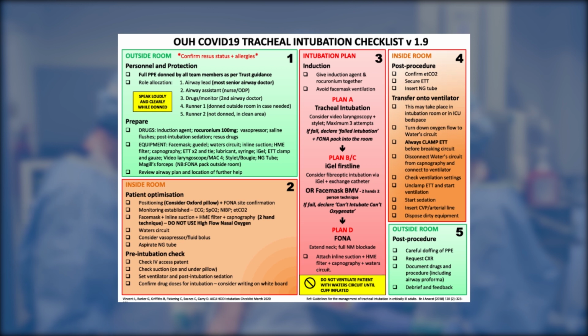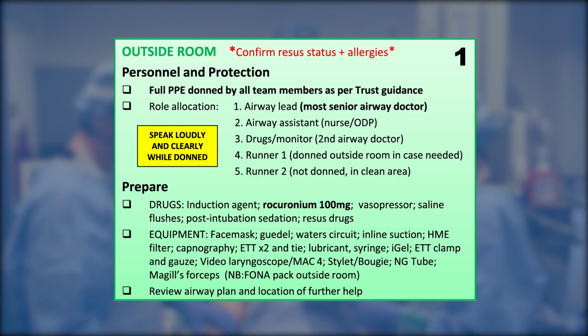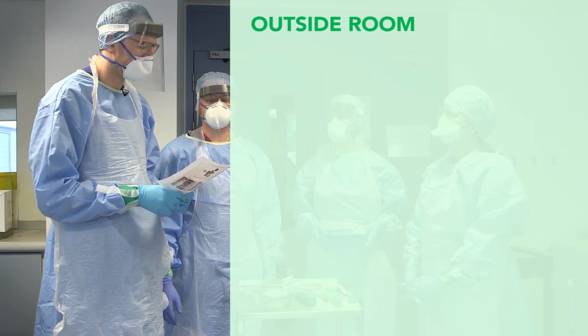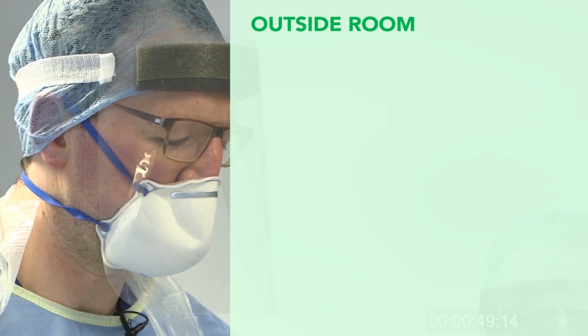This video demonstrates a simulated endotracheal intubation using the OUH checklist for intubation of critically ill patients with confirmed or suspected COVID-19. This checklist is an adaptation of the OUH standard checklist for intubation of critically ill adults, but with small adaptations to maximise the safety of staff and patients when there is suspicion or a confirmed diagnosis of infection with COVID-19.